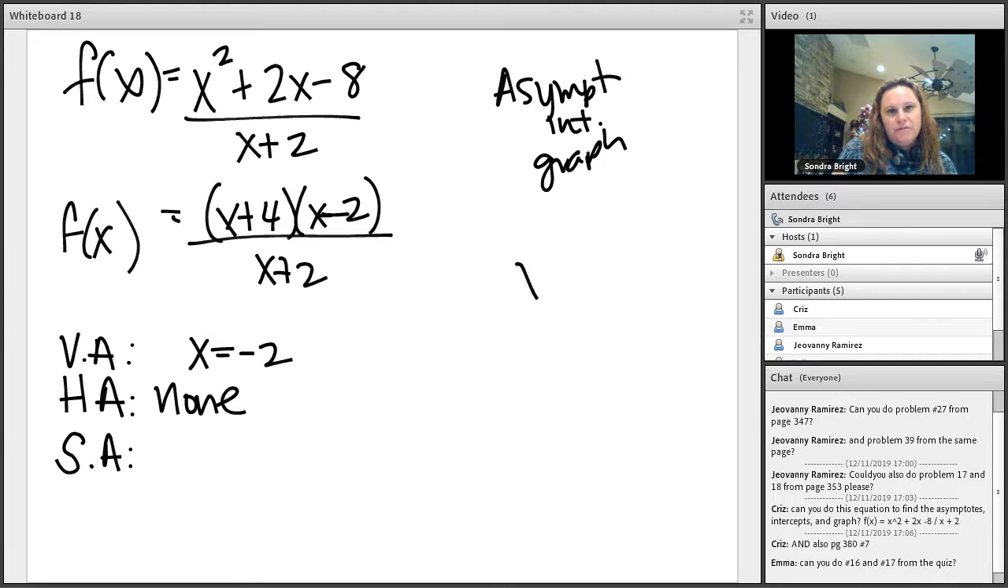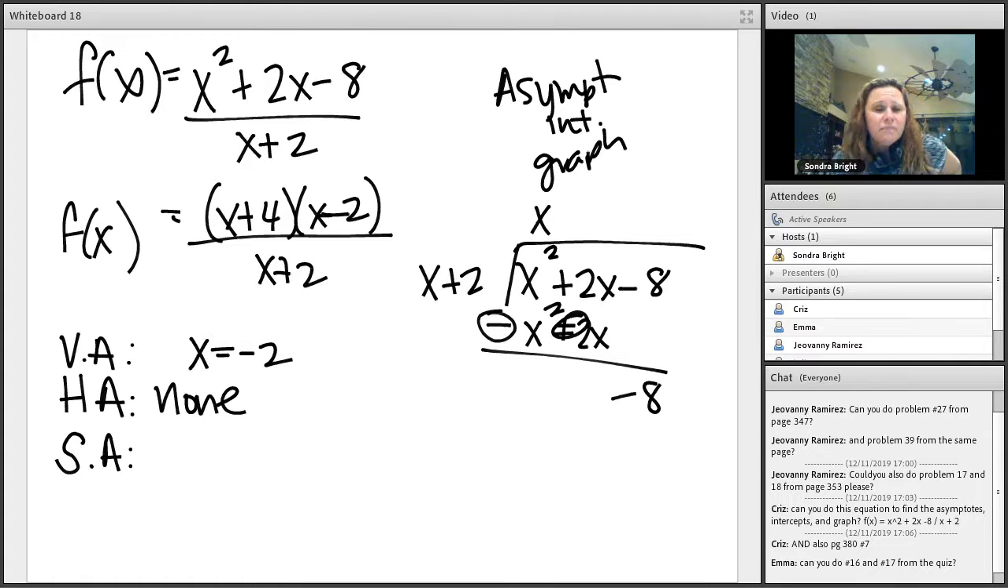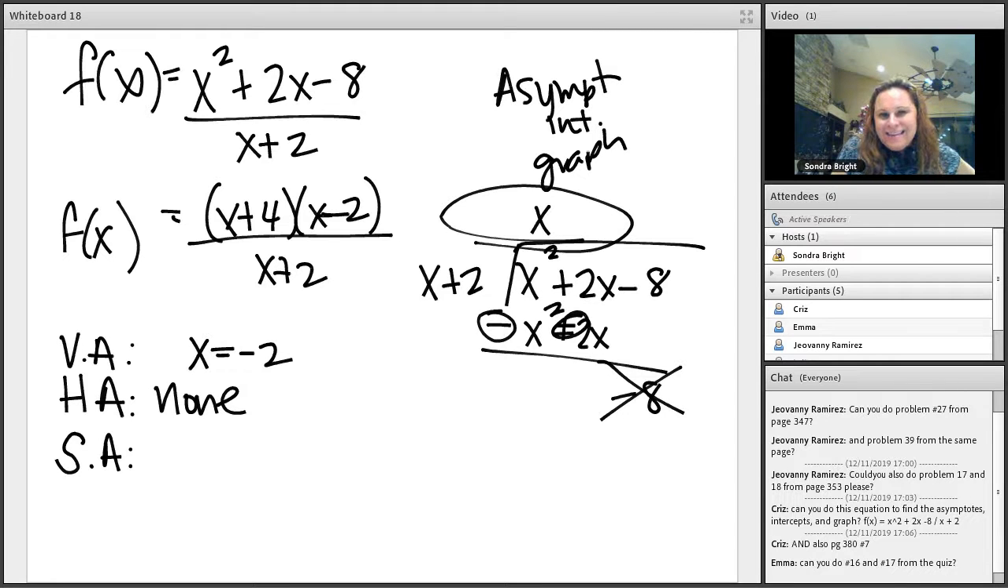Well, you're going to divide x squared plus 2x minus 8 by x plus 2, and you'll get an x, and then x squared plus 2x. Subtract it, and you end up with a -8 as a remainder, right? And so your slant asymptote, just ignore the remainder, right? x doesn't go into -8. Your slant asymptote is y equals whatever the quotient is. So y equals x is going to be your slant asymptote.